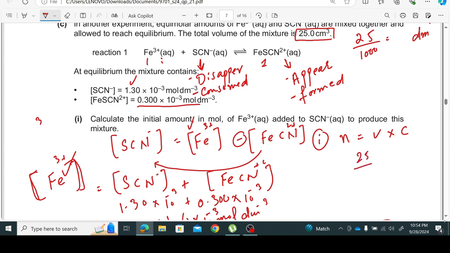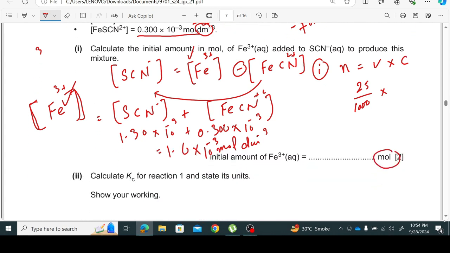Divide by 25 with 1000 because you need to convert it to decimeter. Why? Each concentration is given in decimeter cube. Understand? So multiply with concentration. So what is our concentration? Answer is 1.6 into 10 to power minus 3.